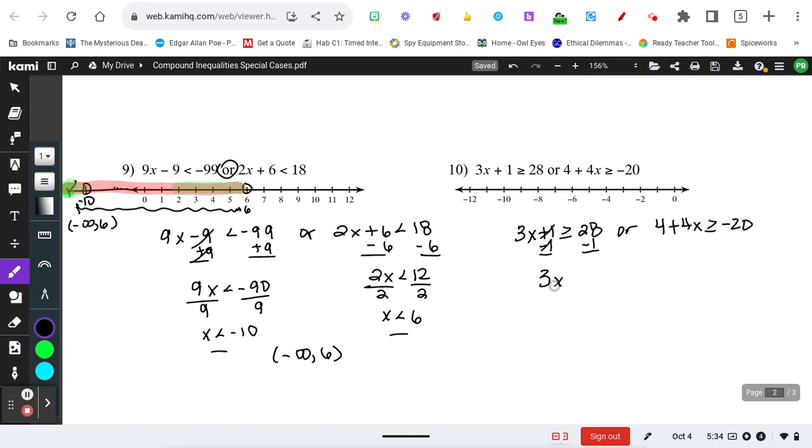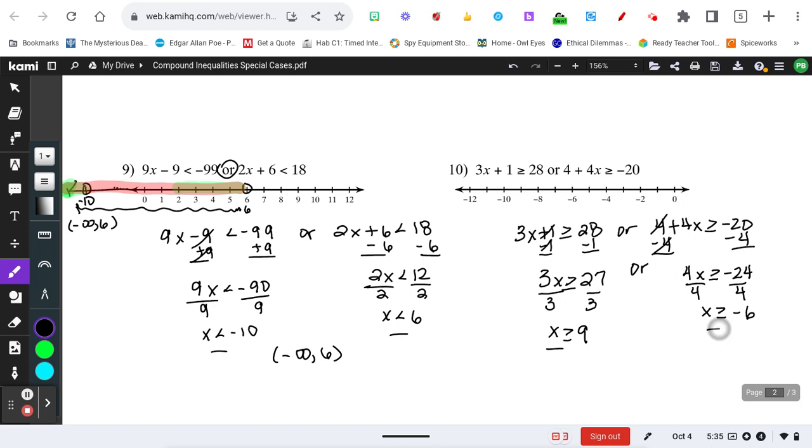So I have 3x greater than or equal to 27. Divide both sides by 3. So you have x greater than or equal to 9. Here it's negative 4 on both sides. That's your zero pair there. You get negative 24 when you add those together. Divide both sides by 4. And x is greater than or equal to negative 6. It's one directional again. They're both going to the right. Okay, 9 and negative 6.